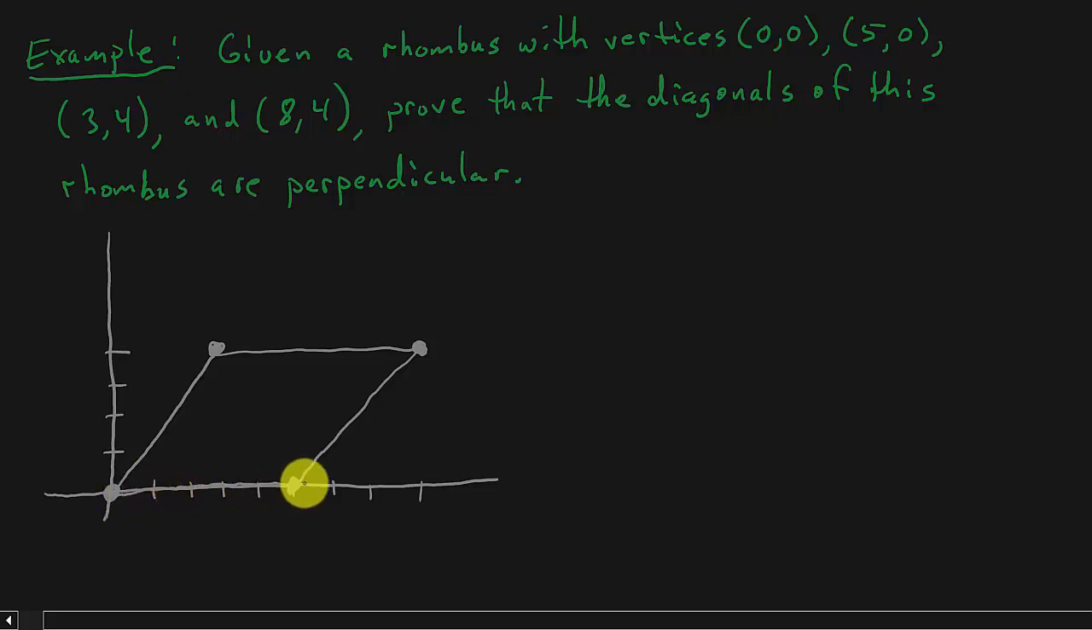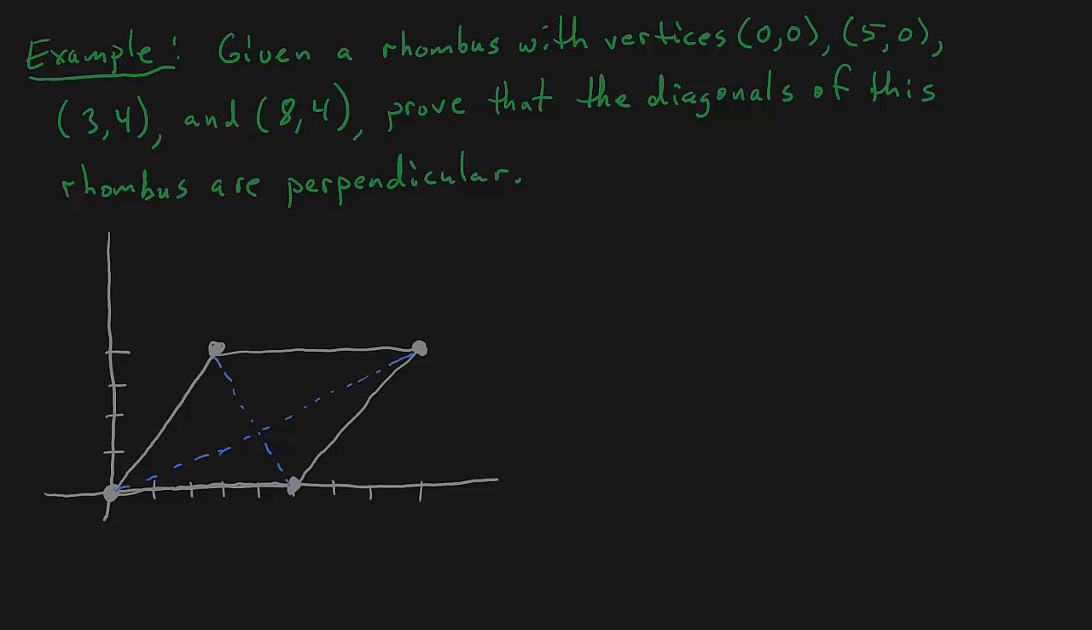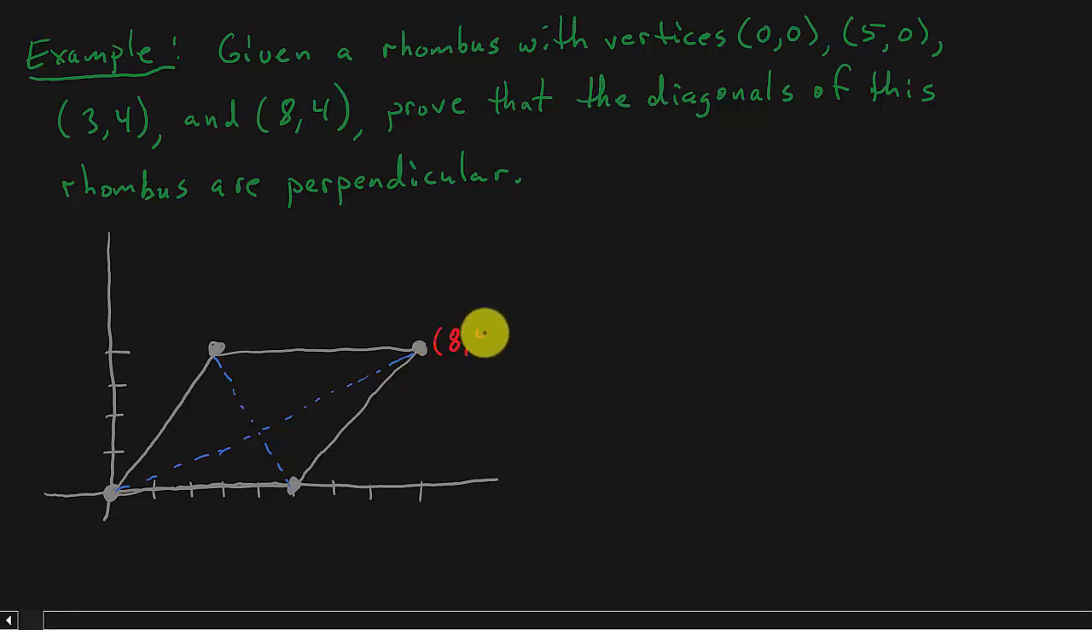Right here. And then what they're saying is, okay, we've got these diagonals here. A lot of times in math, if you just draw it out, it's a lot easier to see. So this is the point (8, 4). This is the point (3, 4). This is the point (0, 0). And this is the point (5, 0). And what we want to do is prove that this line and this line are perpendicular.